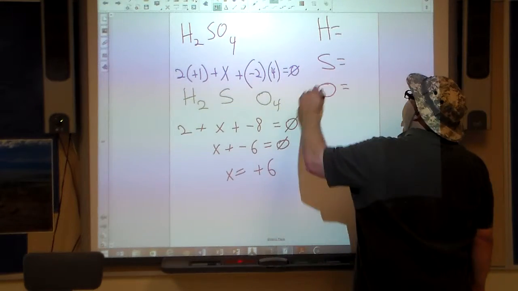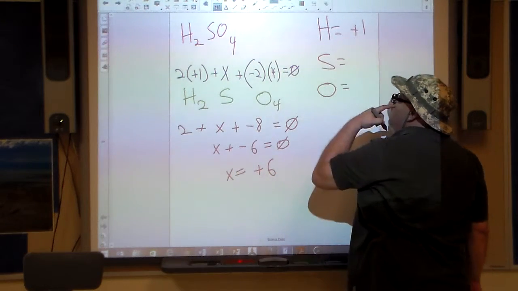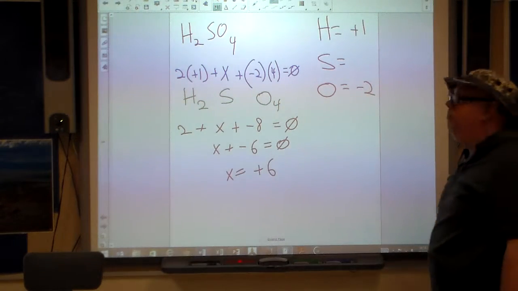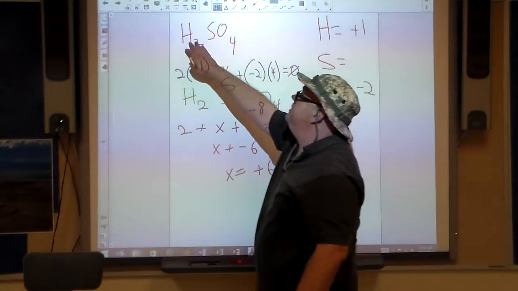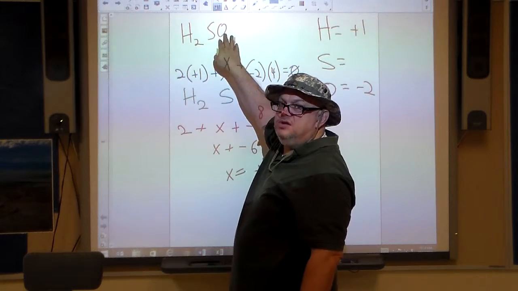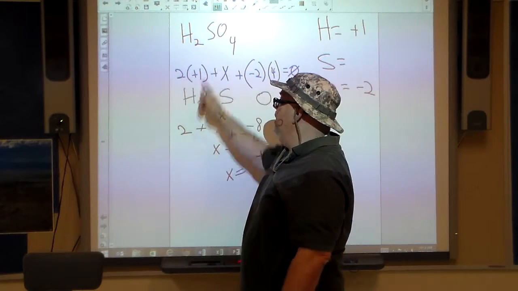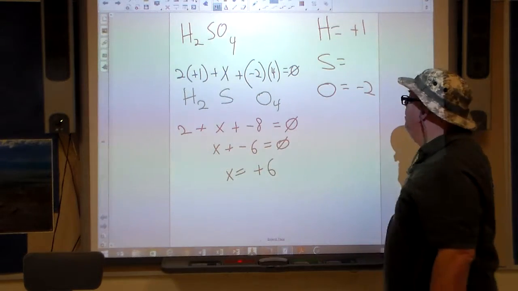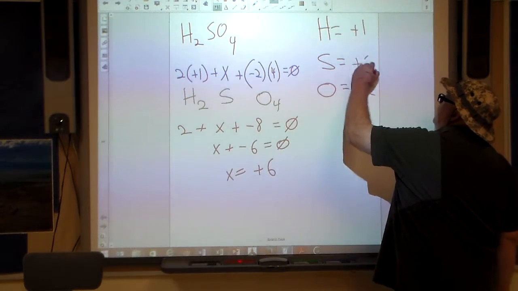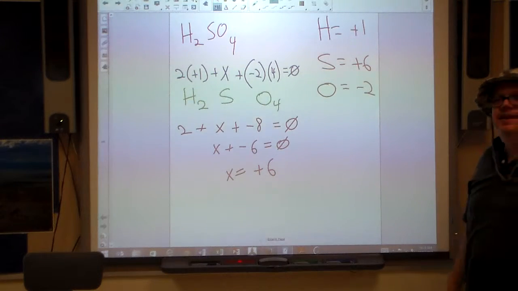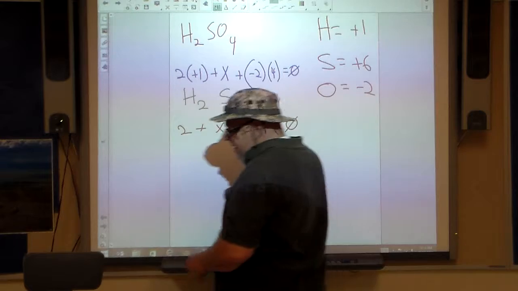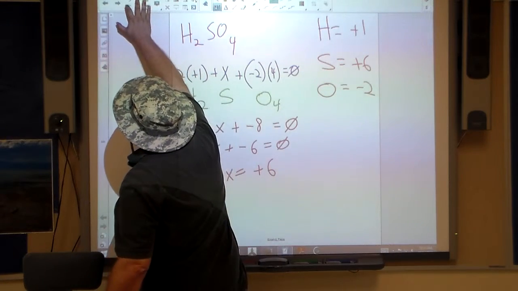So let's take a look. In hydrogen, we got a +1. The oxygen's a -2. We knew this because of our rules. They were pretty much fixed, right? So we had to figure out S, and we went through the algebra expressions, and S is +6. So, yay, we're doing great on this. All right, let's go ahead.